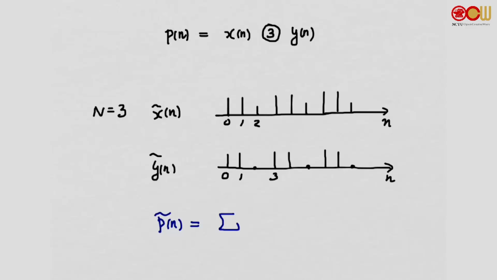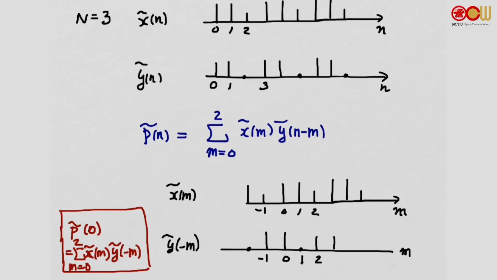And remember, p tilde n is equal to the sum of x tilde m, y tilde n minus m, over 1 period. In this case, the period is 3, so m goes from 0 to 2. So we need xm. Let me copy xm down here. This is xm. Now we need to compute p tilde 0, 1, 2. P tilde is periodic with period 3, right? So we need to compute 3 points for p tilde.